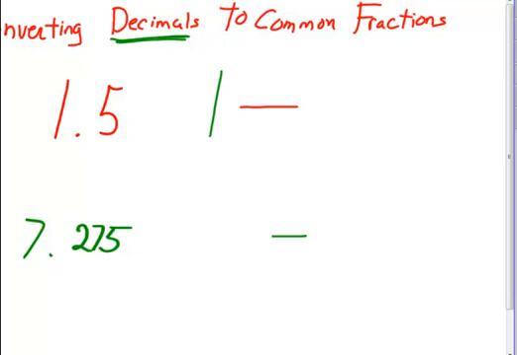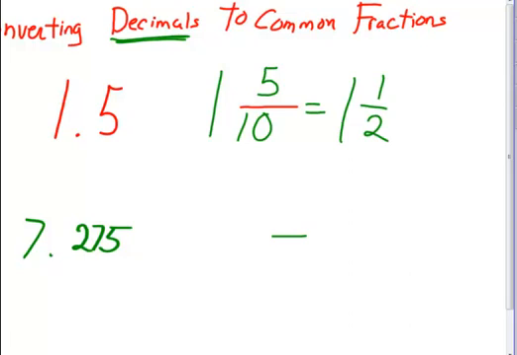And then the 5 goes to the top of our fraction. It becomes our numerator. And then how many placeholders do we need? We have 1 place, so we're going to put 1 0. So 1 5/10 is equal to 1.5, or 1 1/2. So 1.5 is equal to 1 1/2.